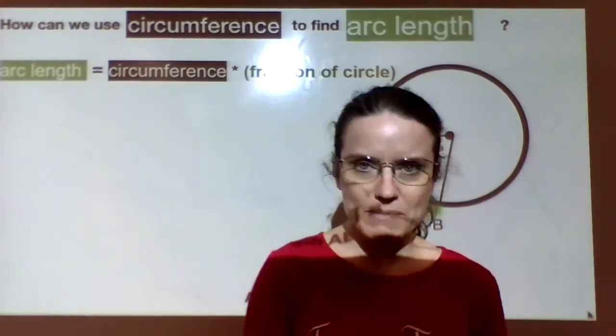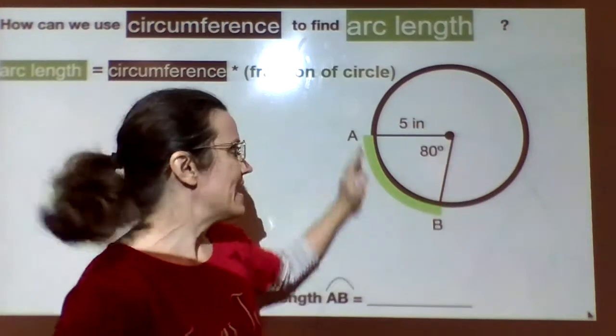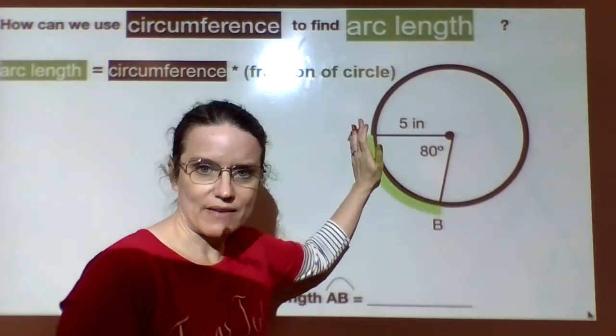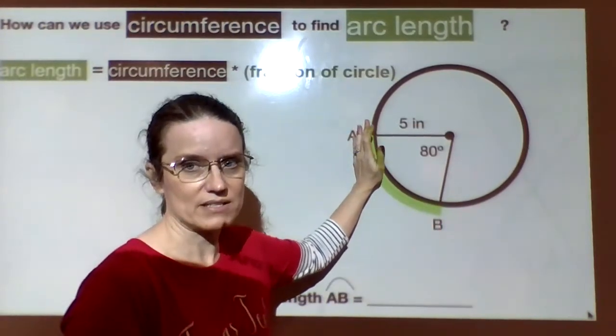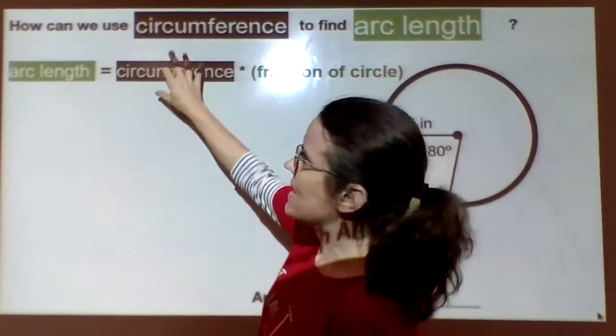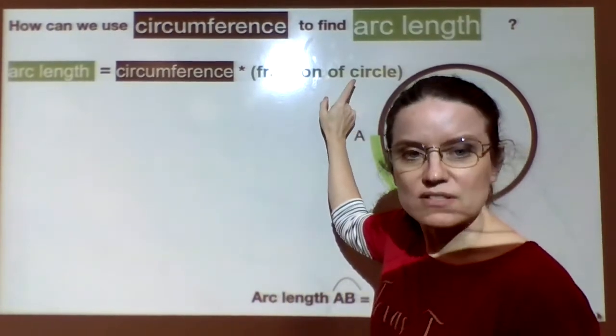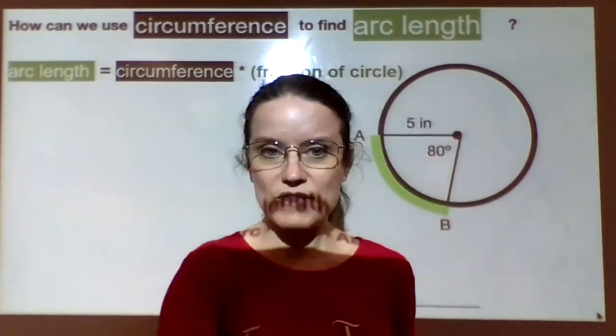And the thing you have to remember is that if the circumference is the distance around the full circle, an arc is just a fraction of it. It's a part of the circumference. And so in order to find the length of an arc, we're going to take the circumference and figure out what fraction of the circle it is and work with that.